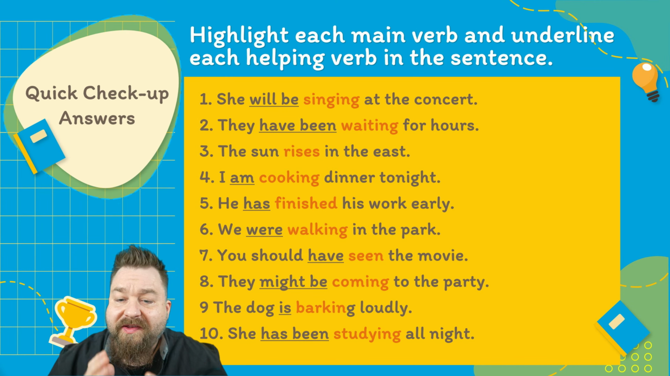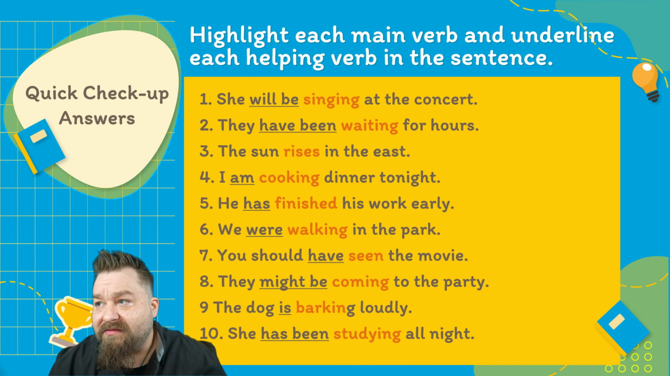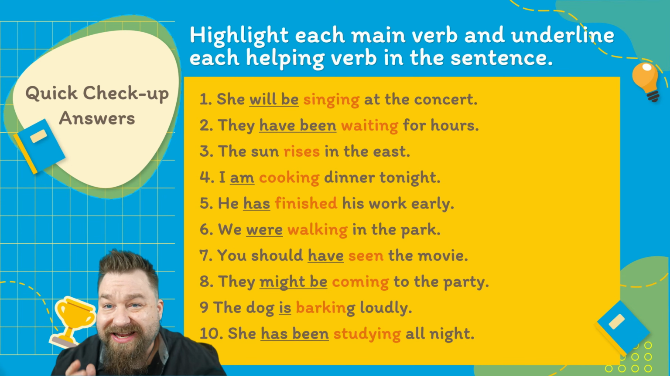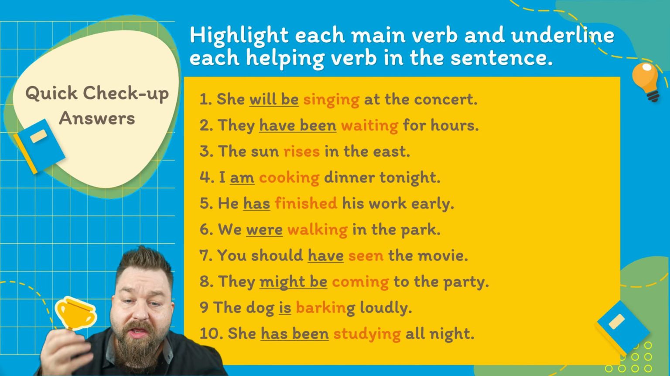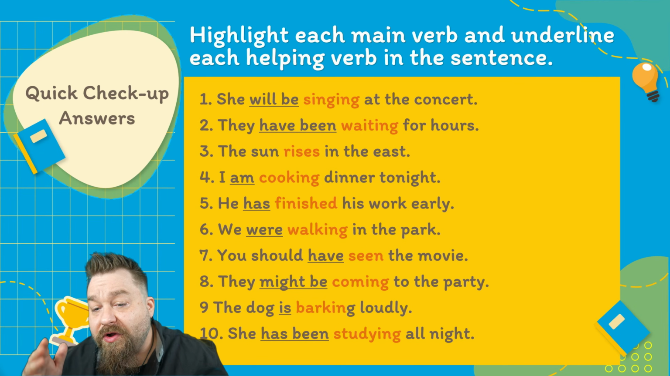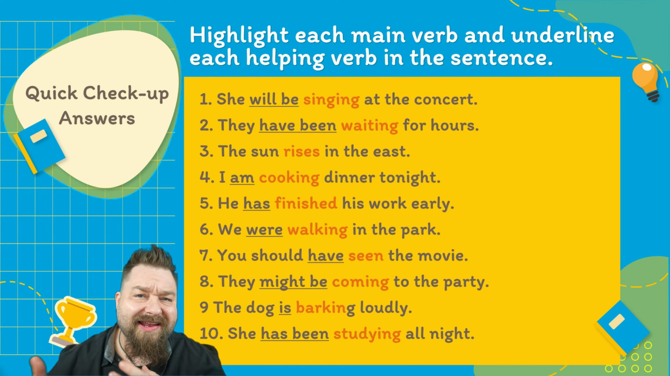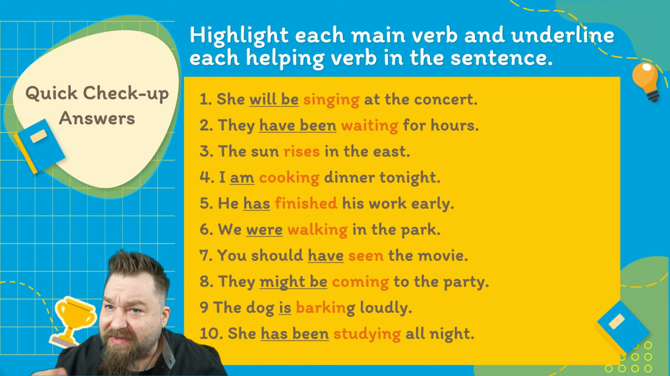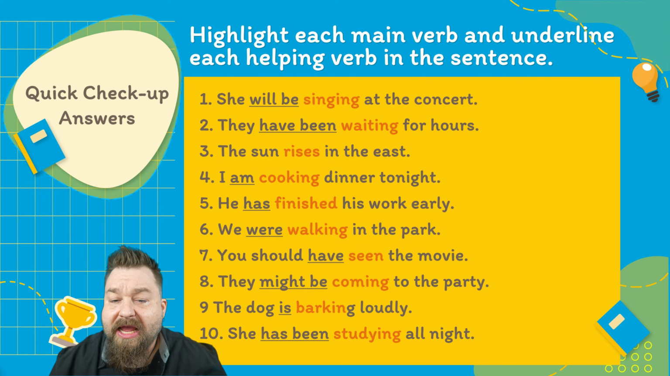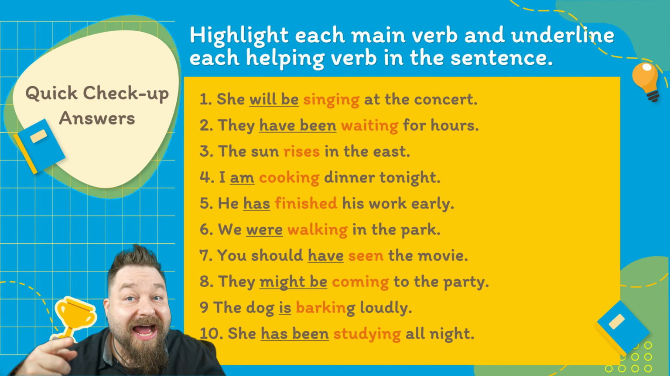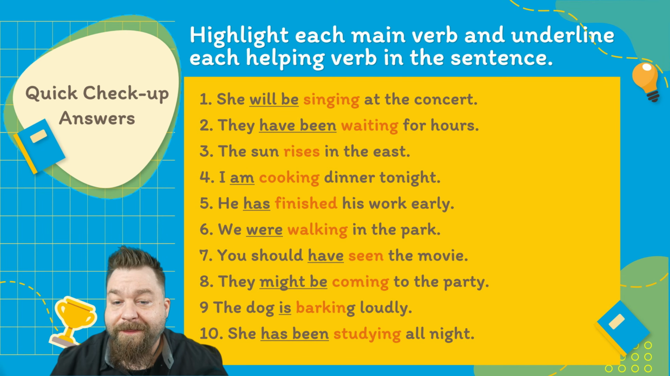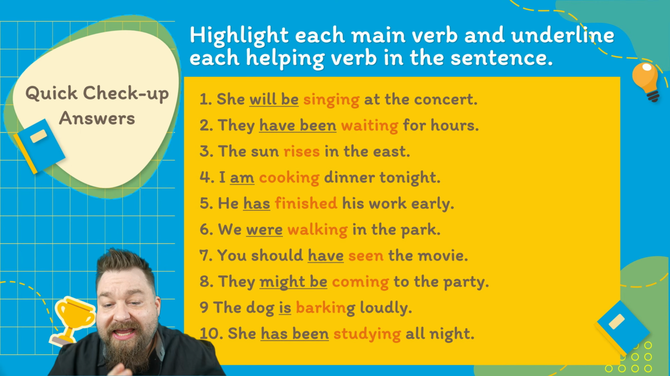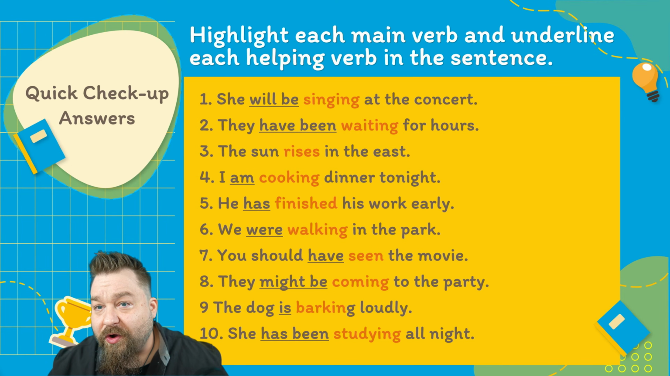Number 3, the sun rises in the east. There is no helping verb in this one. It is just the main verb. So rising is our main verb. Number 4, I am cooking dinner tonight. Cooking is that thing that's happening, right? It's our main action. And I am doing this. That be verb is necessary to show that ing, okay? That is happening, okay?